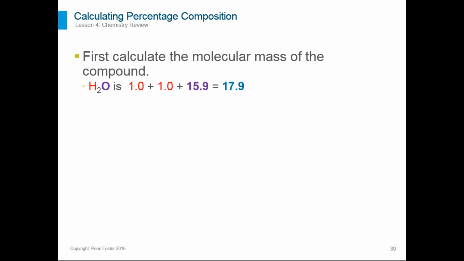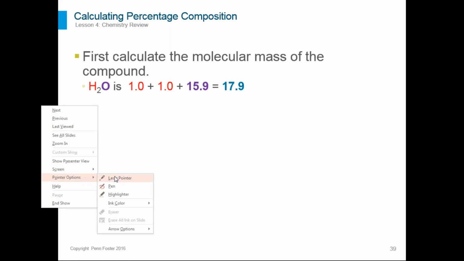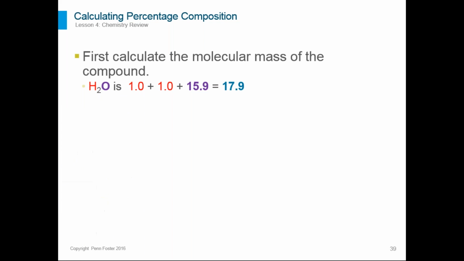So we're going to just, as an example, use water. We've got H2O. We have color coding here: our red is hydrogen, our purple is oxygen. We're going to add up all of the atomic masses to find the total molecular mass. These atomic masses are on the periodic table. So your mass for oxygen is 15.9, and your mass for hydrogen is 1.0, so that makes our total 17.9.